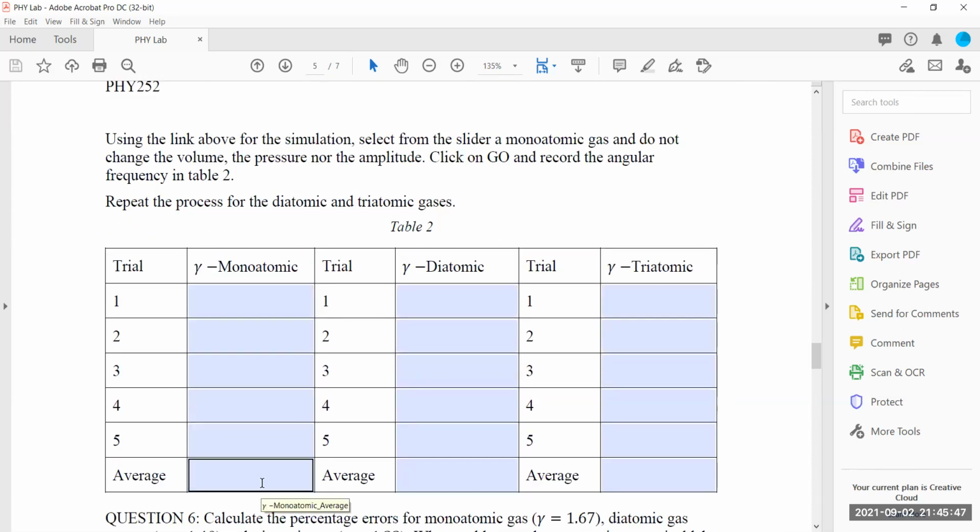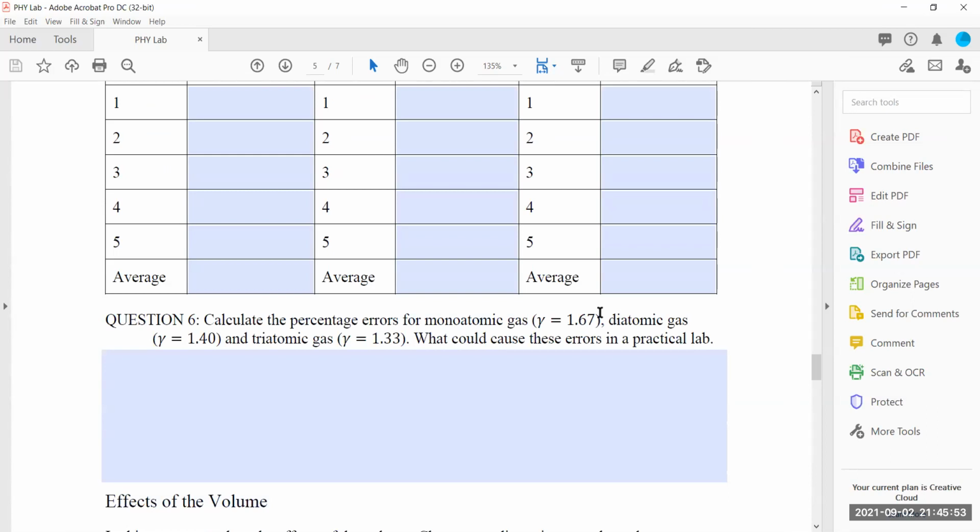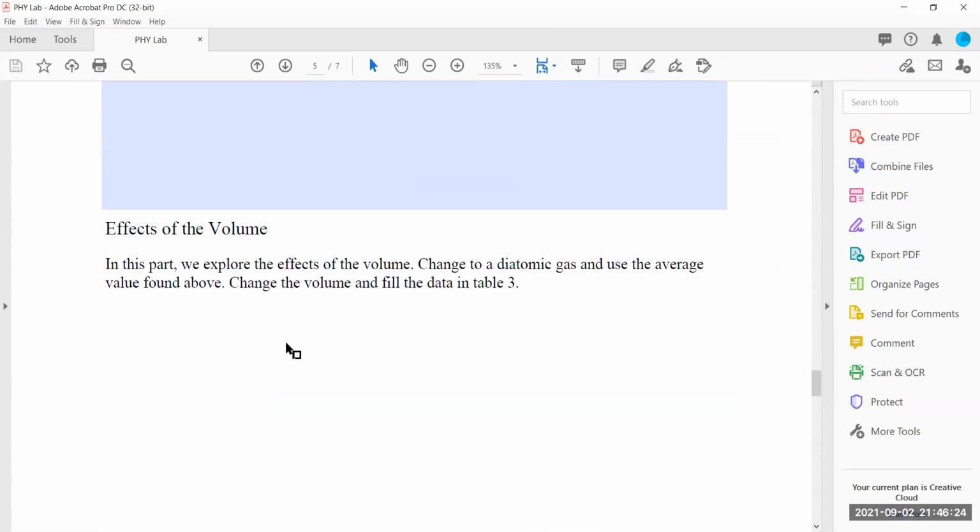That's the one that we average, and this is the one that we average, and this is the one that we average. Now, you're supposed to find these numbers. If you don't find them, that's fine, because the simulation is not perfect. Even if we did the lab in person, you will find a lot of errors because the gas is escaping, and it's really not easy to control the lab this way. There is another lab we have on campus for the adiabatic process. That one also is not really easy to control, but you can control that one better than this one. Anyway, effects of the volume.